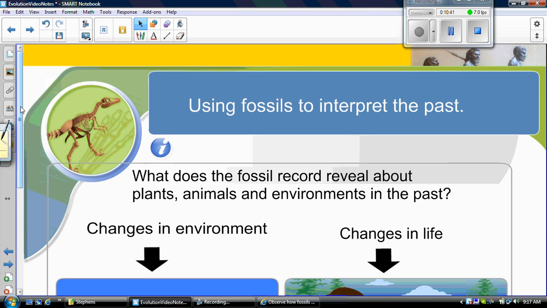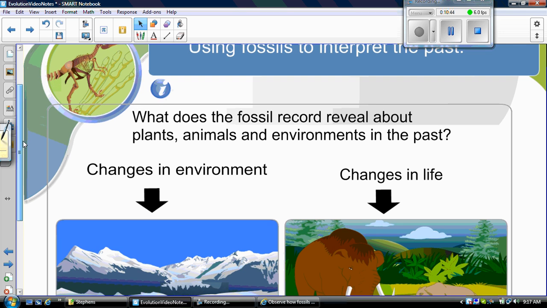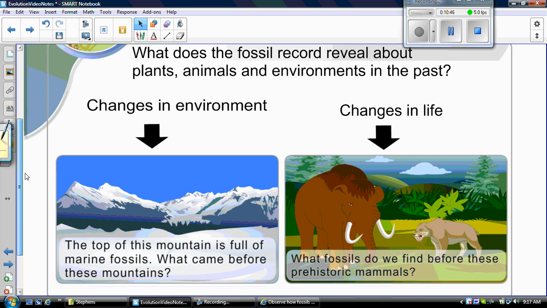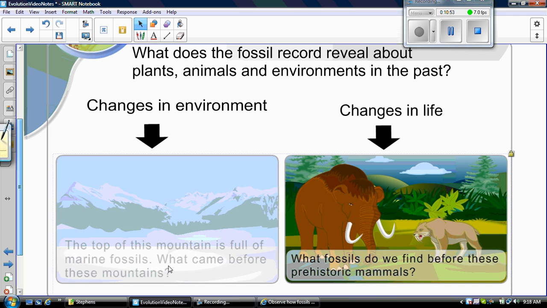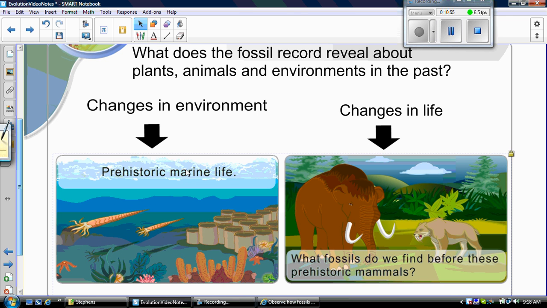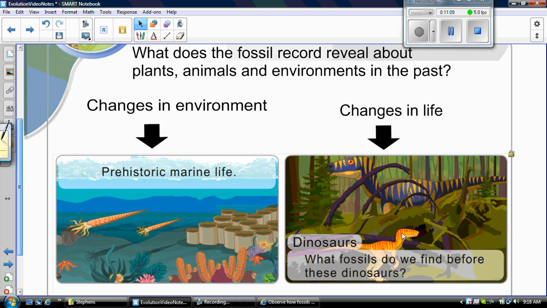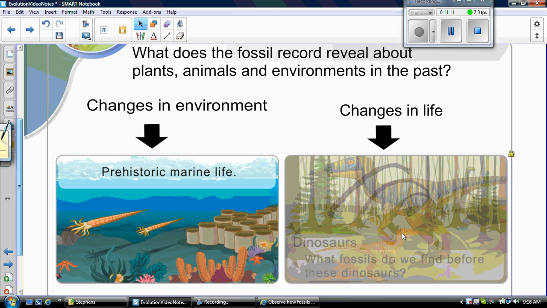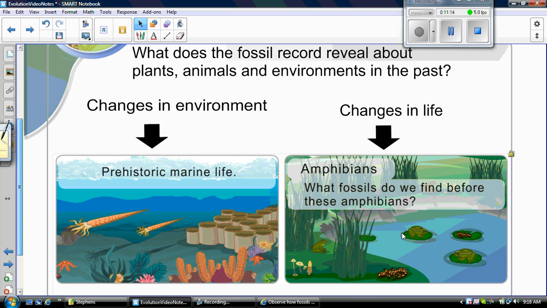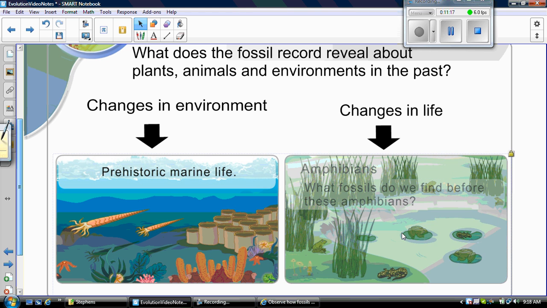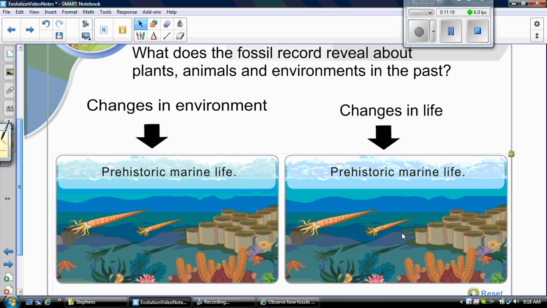Okay, so using fossils to interpret the past, what does the fossil record reveal about plants, animals, and the environment? So the top of the mountain is full of marine fossils. What came before these mountains? Well, obviously what came before is there was a lot of marine life. The mountains were underwater. What fossils do we find before prehistoric animals? Okay, we're going to find the dinosaurs. What do we find before these dinosaurs? Amphibians, because amphibians were around before the dinosaurs. Before the amphibians, we have the prehistoric marine life.